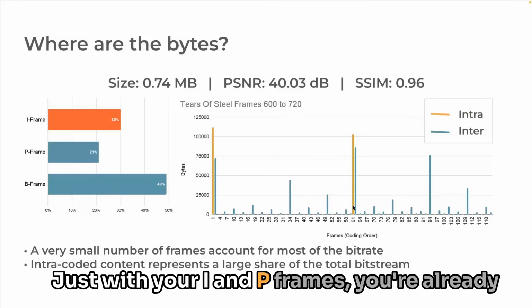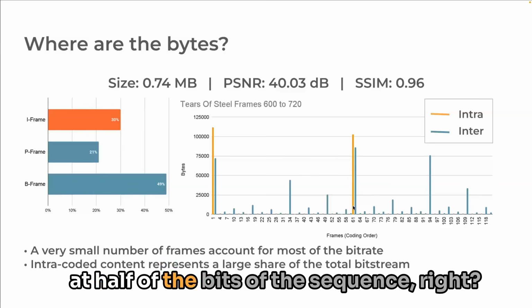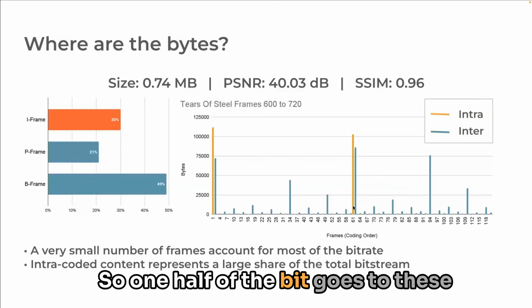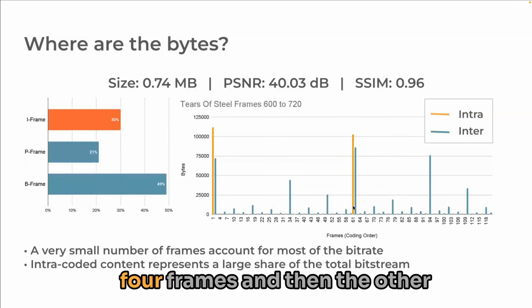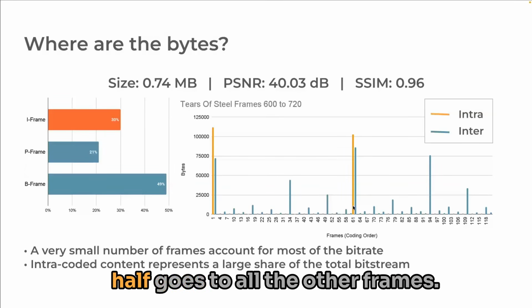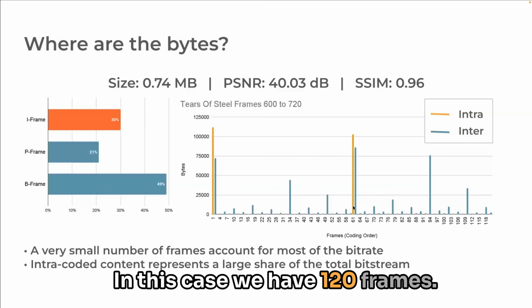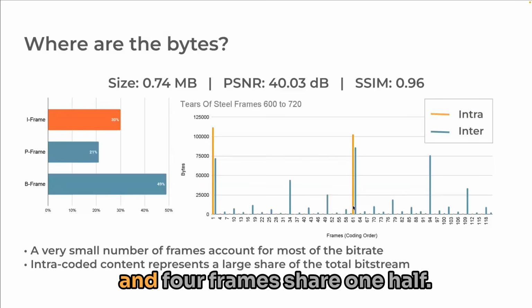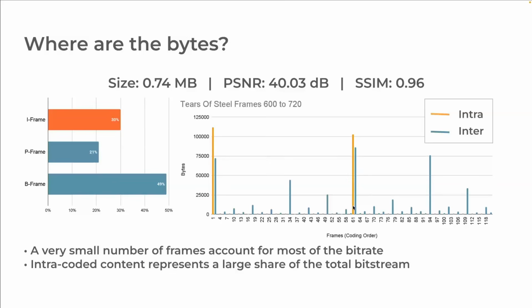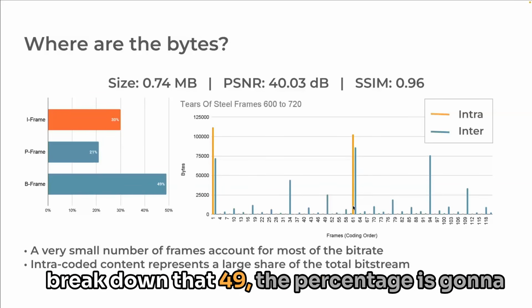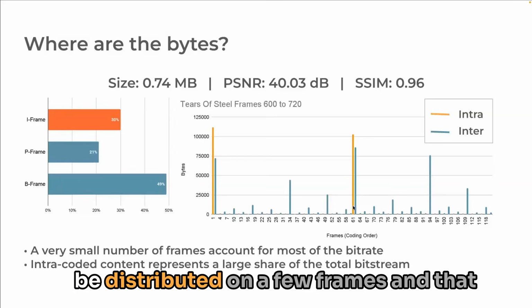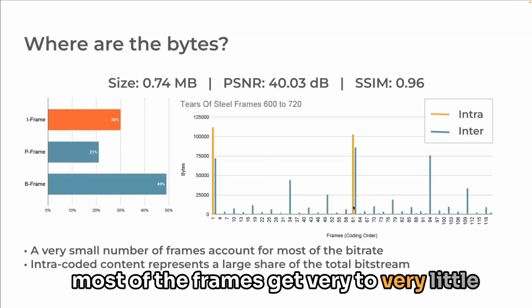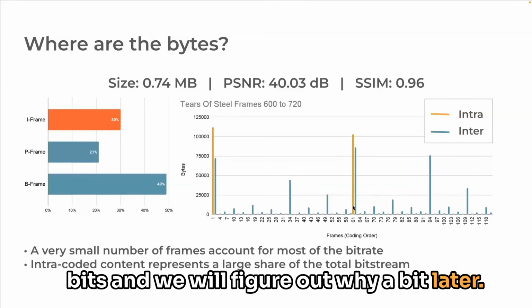Just with your I and P frames, you're already at half of the bits of the sequence, right? So 1/2 of the bits goes to these 4 frames, and then the other half goes to all the other frames. In this case, we have 120 frames, so 116 frames share the other half, and 4 frames share 1/2. And that's just the state of things right now. And again, you can see that if we were to break down that 49, the percentage is going to be distributed on a few frames, and that most of the frames get very little bits. And we'll figure out why a bit later.